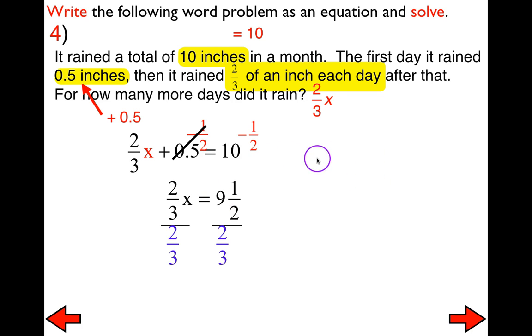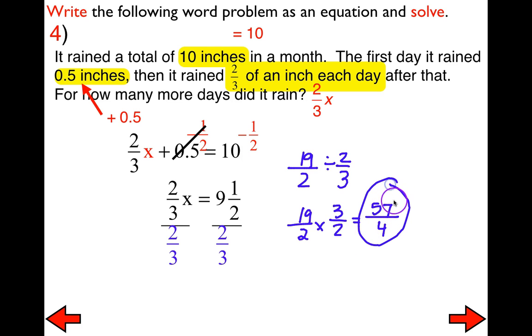We have 9.5, which I'm going to convert to 19/2, divided by 2/3. So notice I'm writing it out. Now I'm going to change this to multiplication, so it's 19/2 times the reciprocal, which is 3/2. I can't cross cancel, so I'm going to multiply straight across. I'm left with 57/4. This is an acceptable answer.